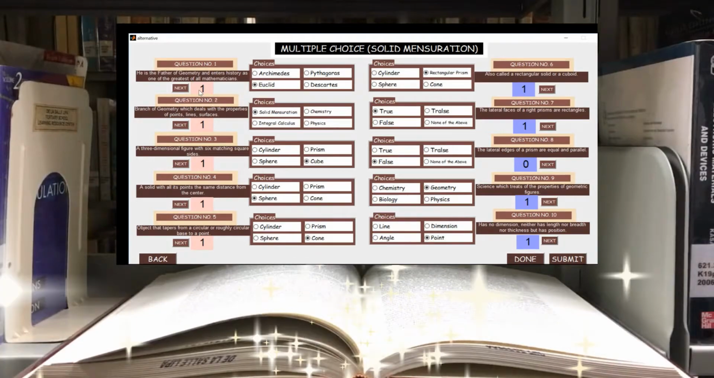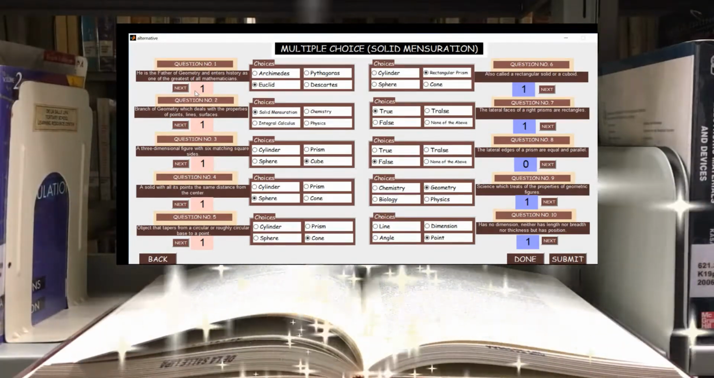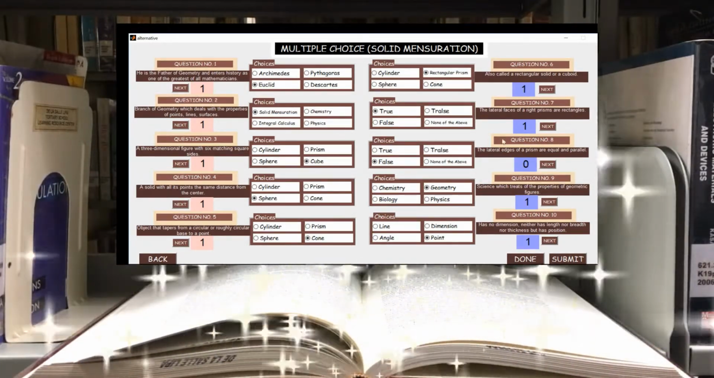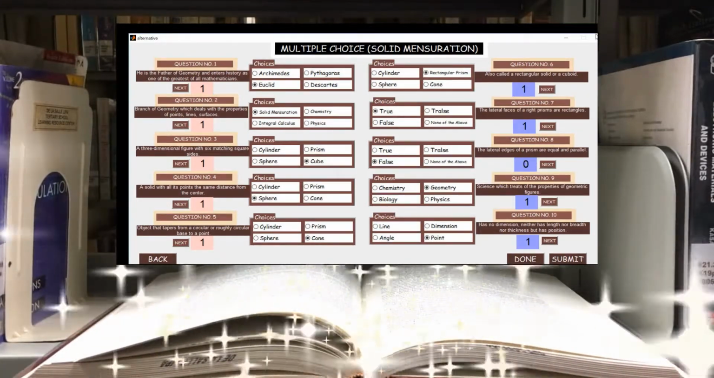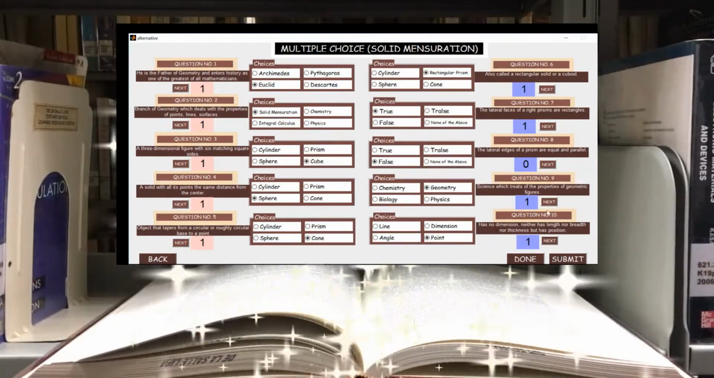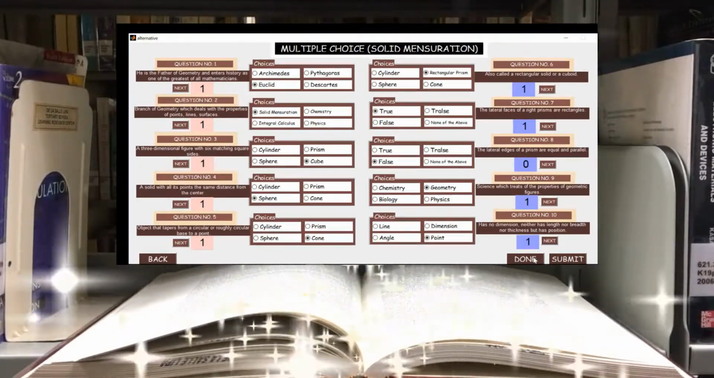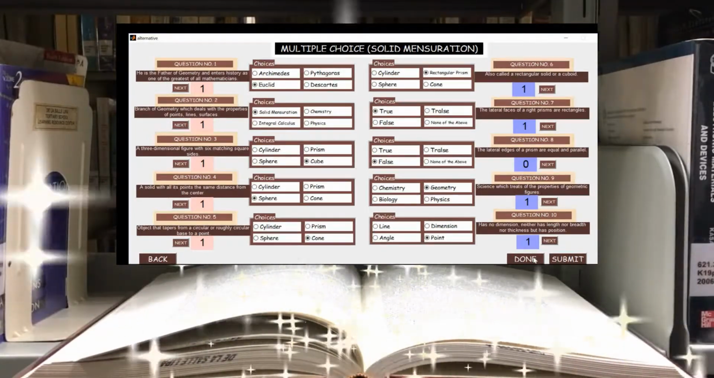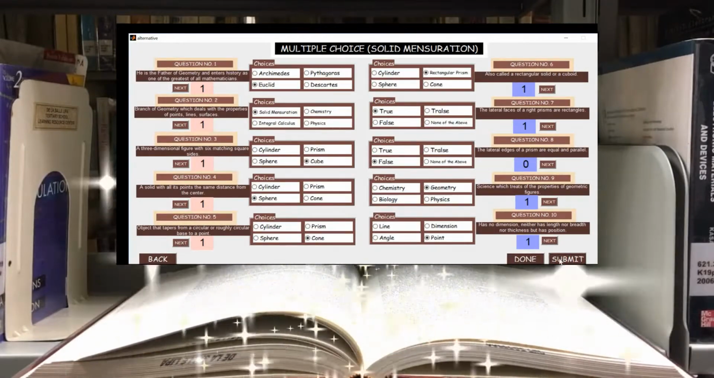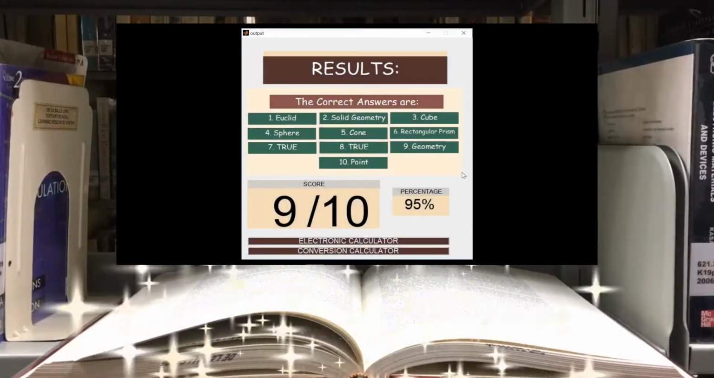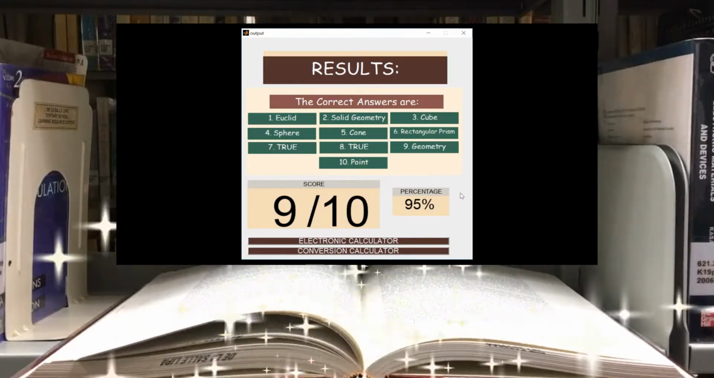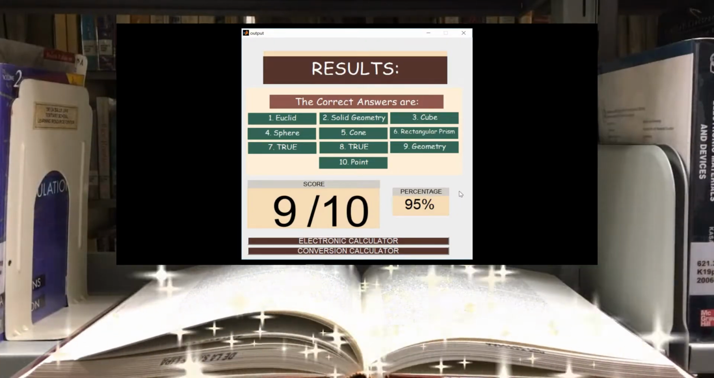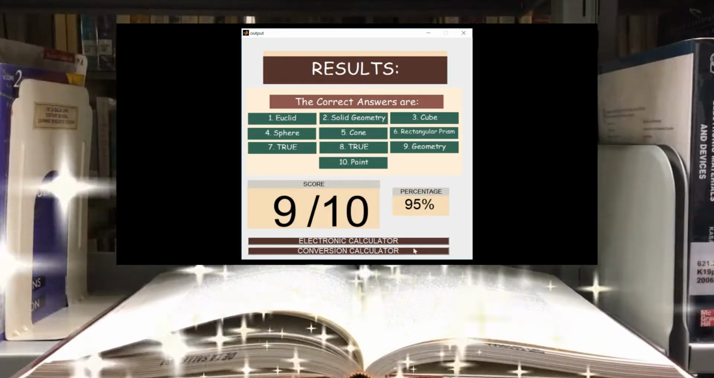In this portion, if it is 1, it means that your answer is correct. And if it is 0, that means your answer is wrong. But before you submit all the correct answers, you are going to press the done for the counting of the correct answers. Done and then submit. So this is the results. The correct answers, and then the score, also the percentage. The percentage varies upon the score.